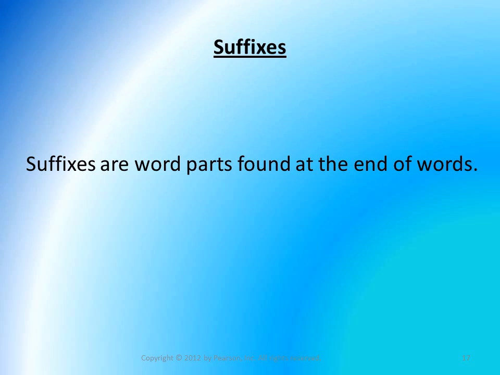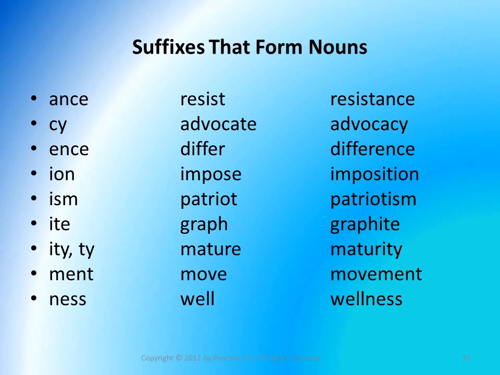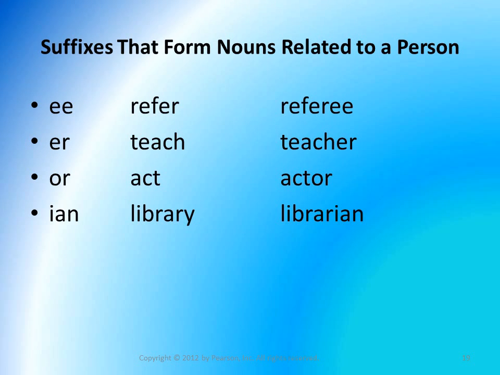And suffixes. Now, suffixes are the part of the word that's at the end of a word. And here are examples of suffixes, like ance for resist would be resistance. Advocate would become advocacy. Differ is difference. Impose becomes imposition. Patriot becomes patriotism. Graph becomes graphite. Mature becomes maturity. Move becomes movement. And well becomes wellness. And all those form a noun, okay?